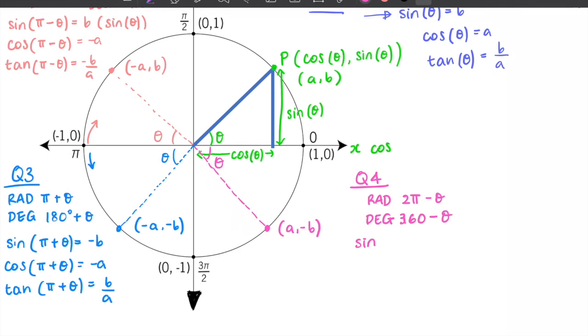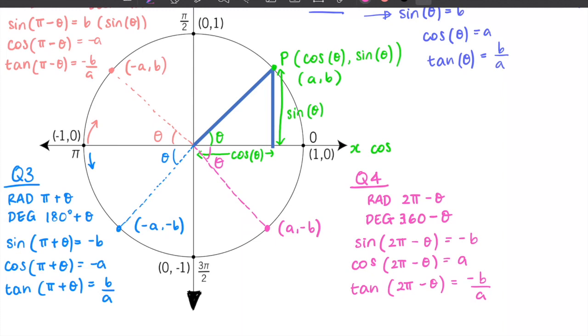Now it'll have the following properties here. So sine would be, and this is in radians, 2 pi minus the angle will give us negative b, cos of the angle, so 2 pi minus the angle, will give us positive a, therefore tan will be negative, with it being negative b over a.